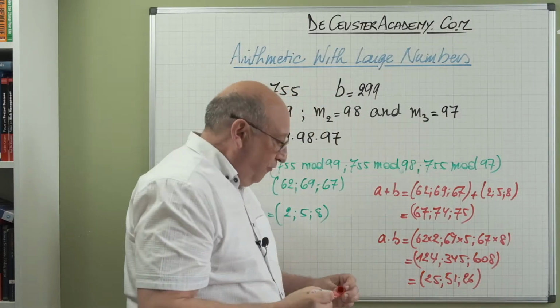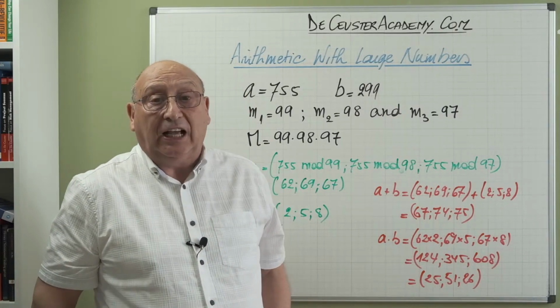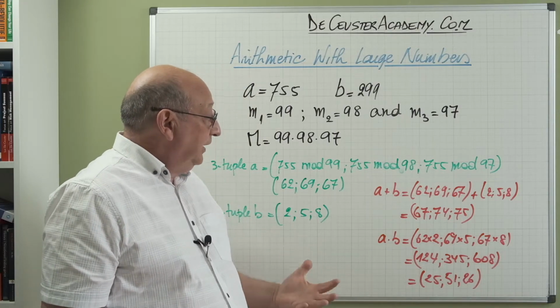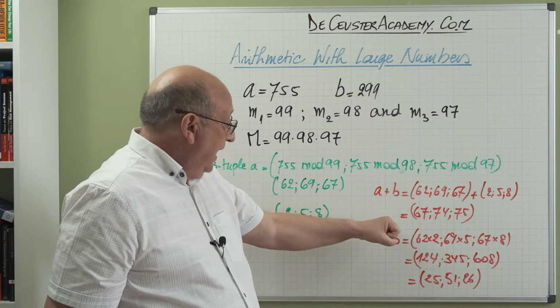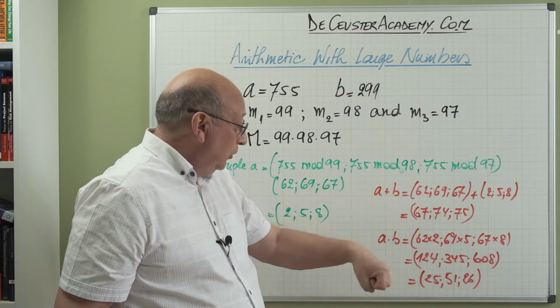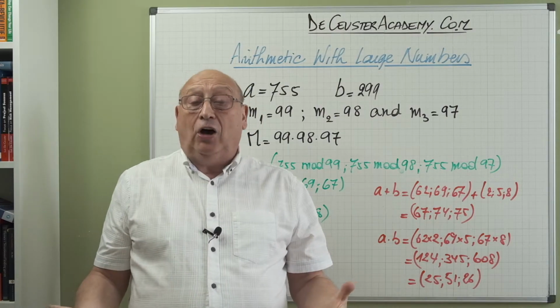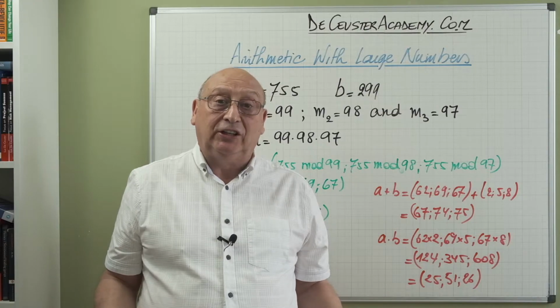You can find those easily. You can stop the video and do the calculations if you don't find the number. It's just the modular arithmetic that we've been doing before. Now we have the three-tuple for A plus B, and we have the three-tuple for A times B. Let's now find the result by using the Chinese Remainder Theorem.